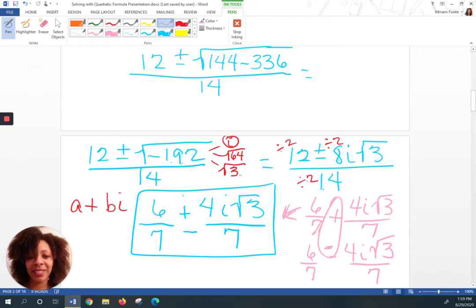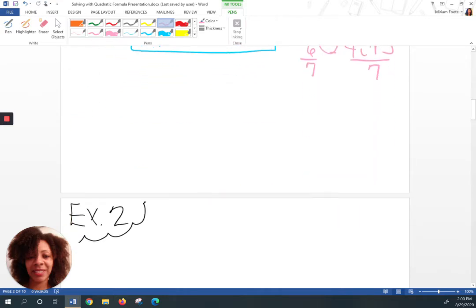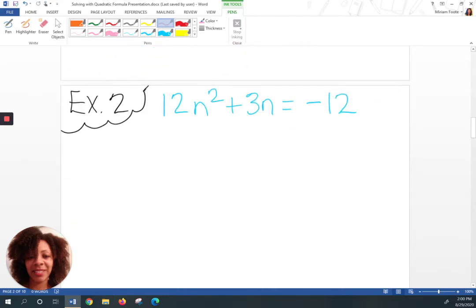Also pay attention to the fact that the i is in front of the radical. If you choose to do it after, you have to make sure it's in the numerator, but it's not under the radical. Or you can put a parenthesis around the second fraction and put the i on the outside of it. Keep that in mind. Do not make it look like 7i. Okay, let's move on to example 2.